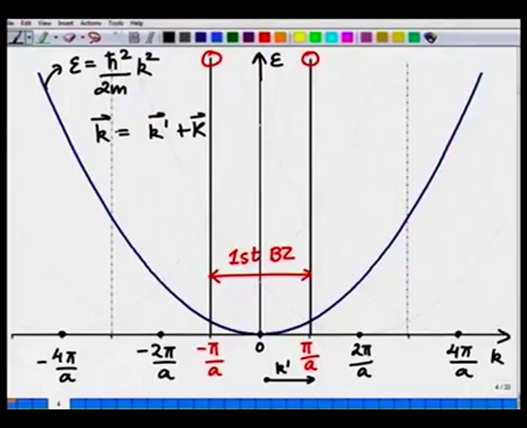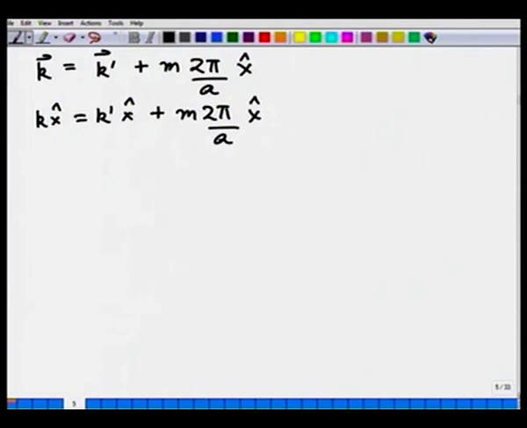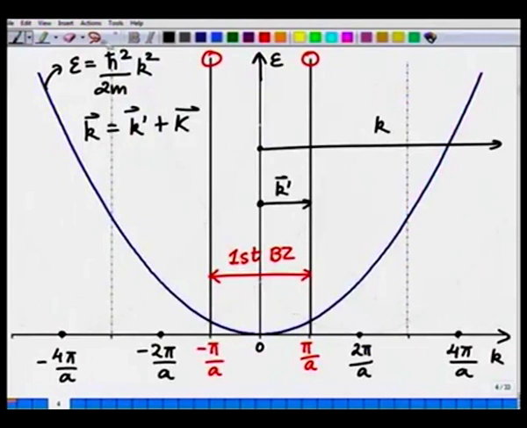So let us substitute this out. Any vector k will be equal to a small vector k prime plus some m times 2 pi by a x hat. And remember, I am going to drop the vector sign in there because everything is in the x direction. So this k is also in the x direction, and this k prime is also in the x direction. Everything is in the x direction.